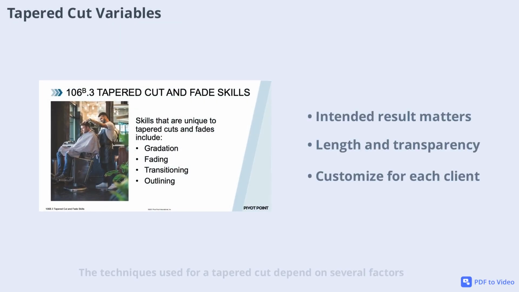The techniques used for a tapered cut depend on several factors: the intended result, overall length, shortest areas, and the amount of transparency or scalp exposure desired. Each client's needs and preferences will influence your approach. Understanding these variables allows you to customize each haircut, ensuring the outcome matches the client's vision. We'll explore how to assess these factors and adjust your technique accordingly, making your work both precise and personalized.